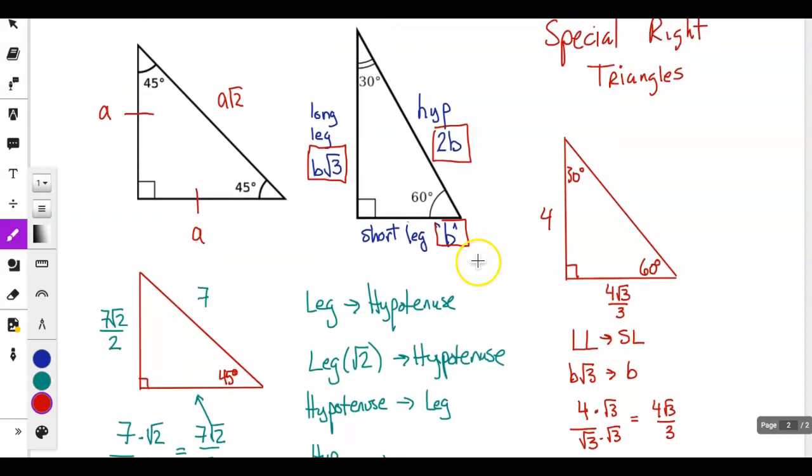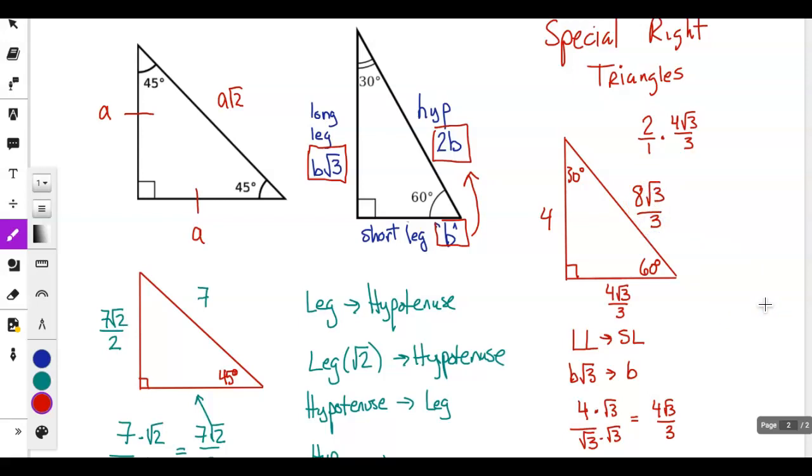Okay? Now, we go back to our picture. To go from the short leg to the hypotenuse, you just multiply the short leg by 2. So we would take 2 over 1 times 4 root 3 over 3, and we just multiply straight across the top, straight across the bottom, and the hypotenuse would be 4 times 2 is 8 times root 3 over 3, and that would be the hypotenuse.